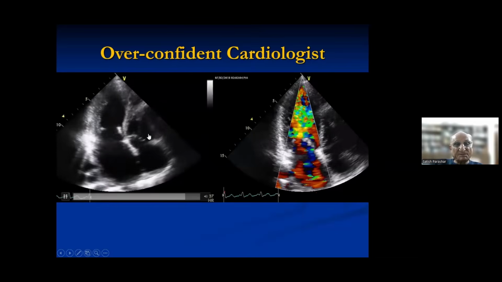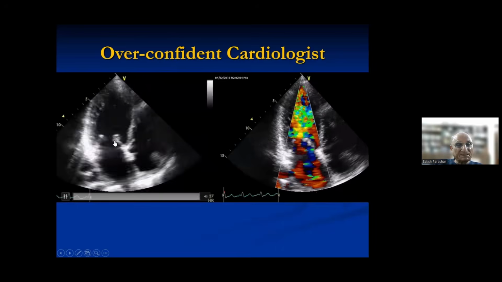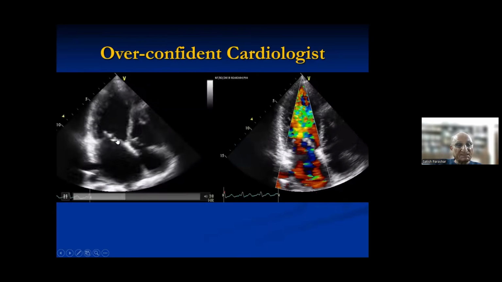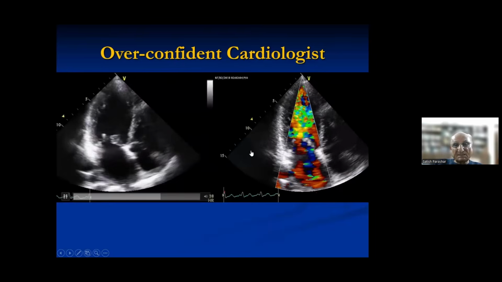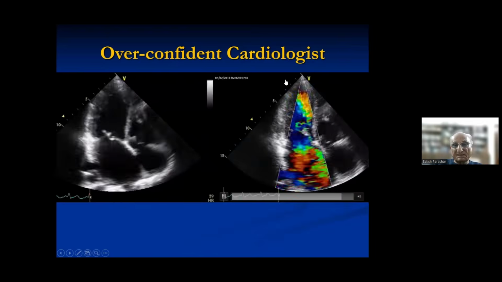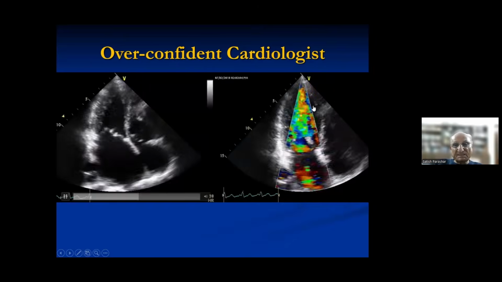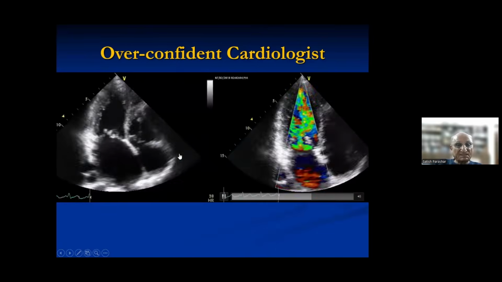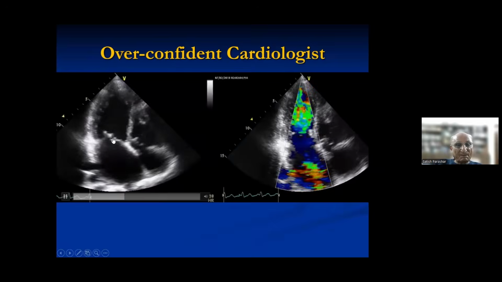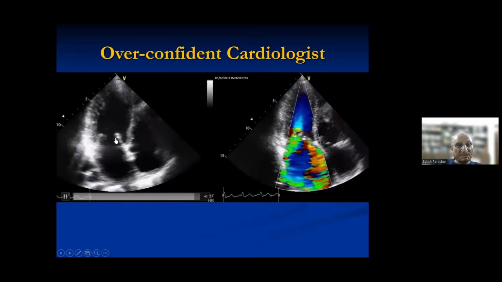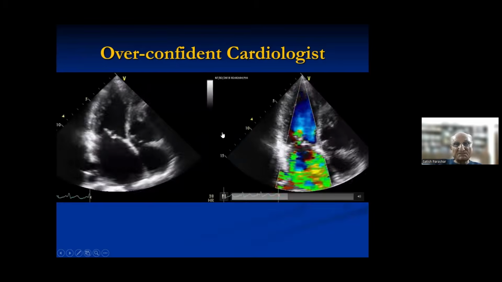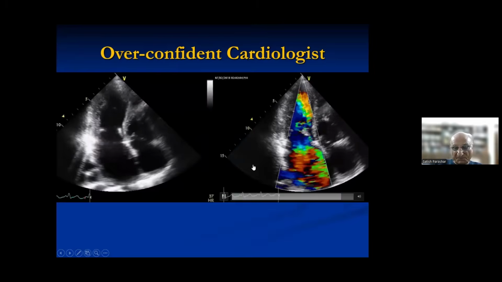Despite that, he did a balloon valvotomy, and you see, he has ruptured the anterior mitral leaflet. You can see it. You see the anterior mitral leaflet, there is a gap, and this has produced severe mitral regurgitation. So he treated one disease and produced another disease. So you see, there is a rupture in the anterior mitral leaflet, and this led to severe MR. So one has to be very careful.